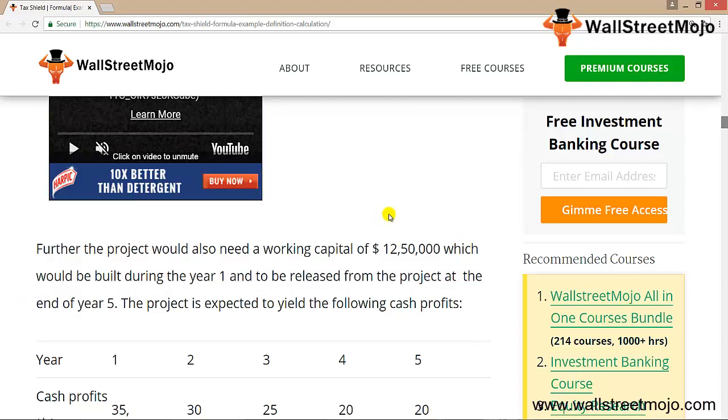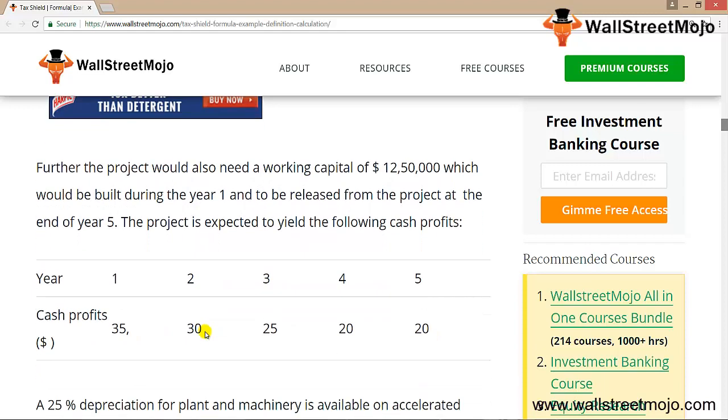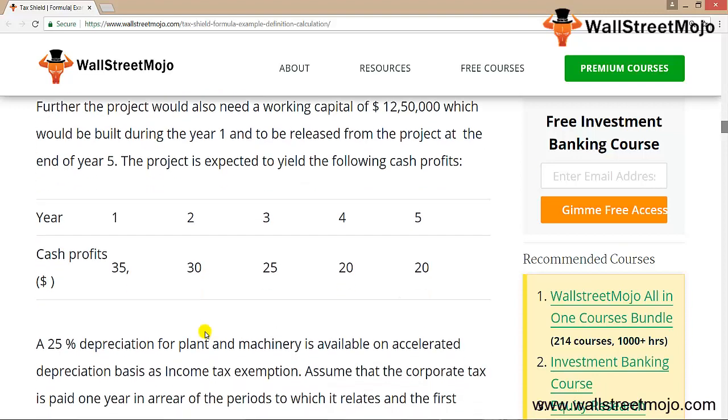This is just like a capital budgeting based illustration. The project is expected to yield the following cash profits. Let's see what exactly is there. As you can see, the cash profits given are 35, 30, 25, 20, and so on and so forth.